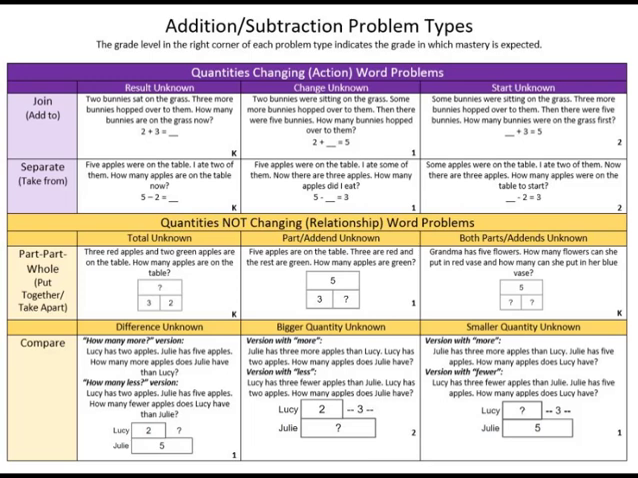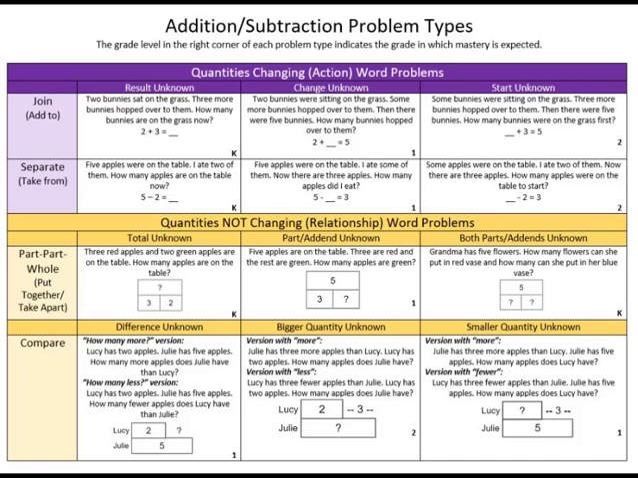Join and separate is language used by one particular group of researchers and publishing companies, and the add to, take from language is used by a different set of researchers and textbook companies. And so I wanted to be sure that you are familiar with both of the languages. Similarly, part-part whole word problems are sometimes referred to as put together, take apart. However, everyone seems to be consistent with the comparison problem and calling them compare or comparison.